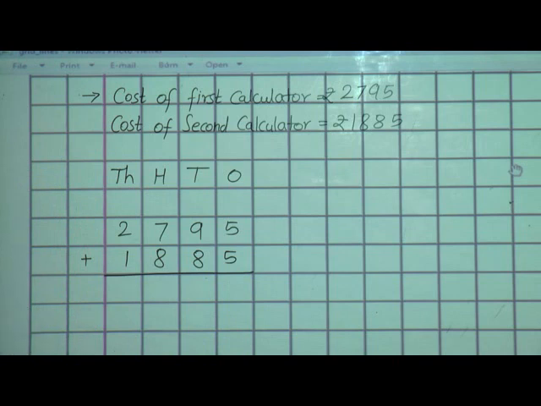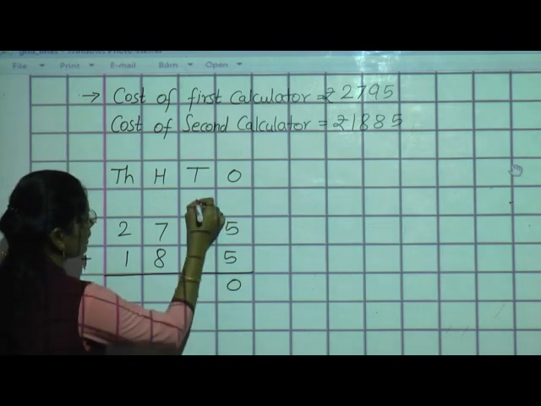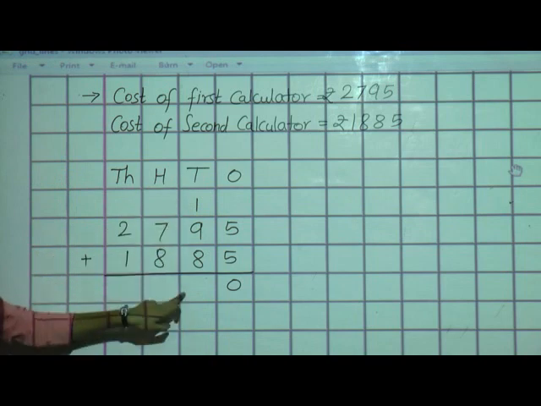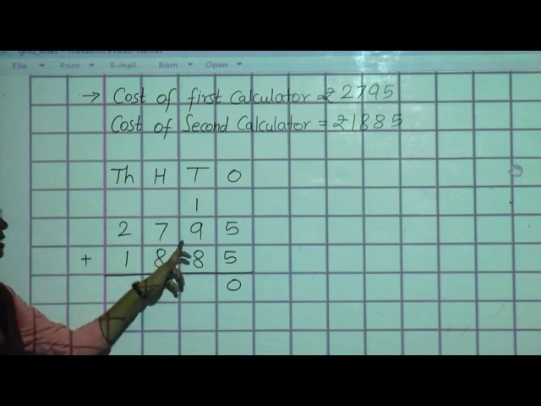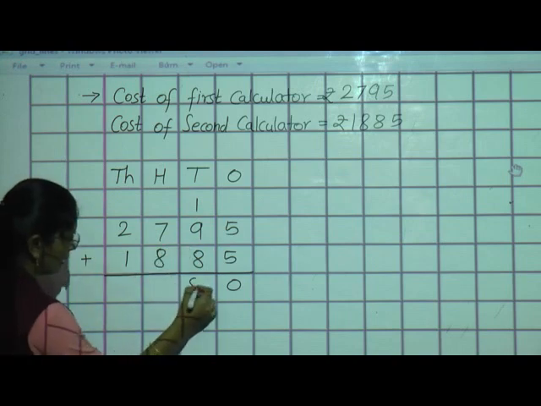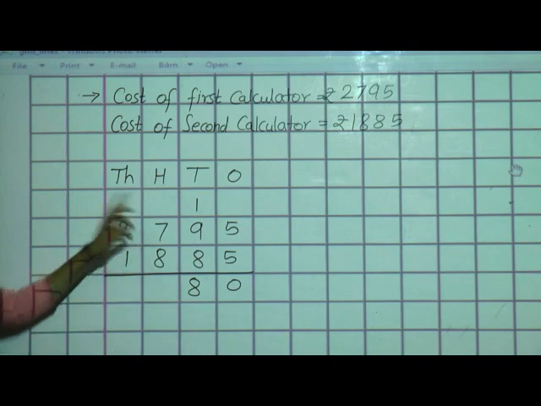Now see the ones place column. 5 plus 5, do the addition. 5 plus 5, 10. So here 0 will come and 1 will be given as a carry to the next place, that is the tens place. Now see the tens place column. 1 plus 9, 10. 10 plus 8, 18. So here 8 will come and 1 as a carry to the hundreds place.